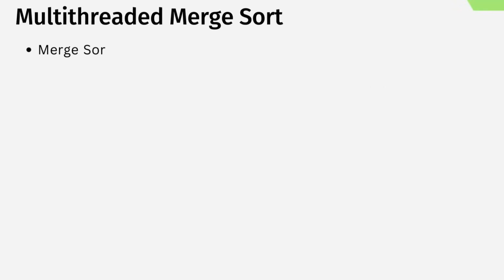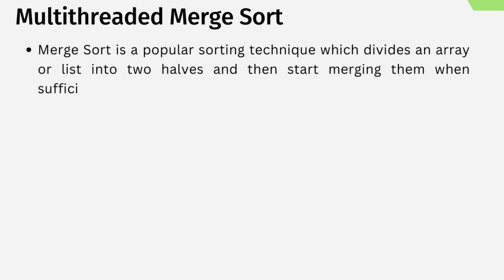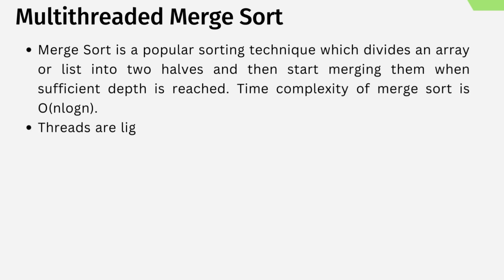Multi-threaded merge sort. Merge sort is a popular sorting technique which divides an array or list into two halves and then starts merging them when sufficient depth is reached. Time complexity of merge sort is O(n log n).